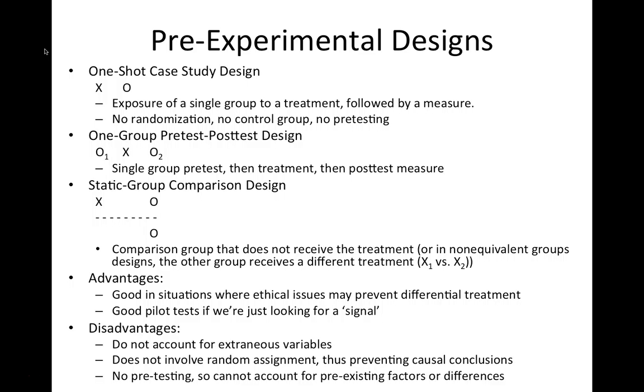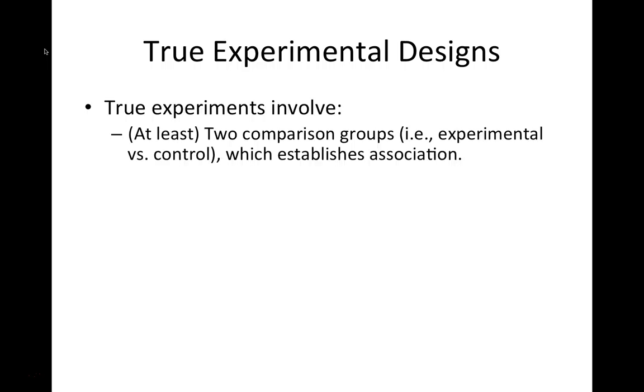Obviously, there are disadvantages to these pre-experimental designs. They don't account for extraneous variables, they don't involve random assignment, and so it's difficult to make causal conclusions in these designs. And there's no pretesting, so we can't account for pre-existing factors or differences in the groups if we have multiple groups.